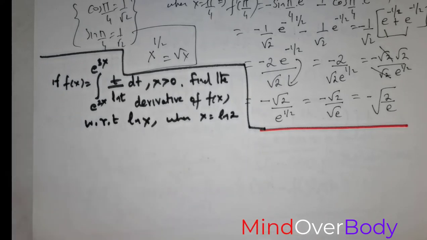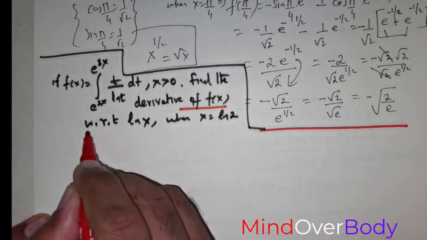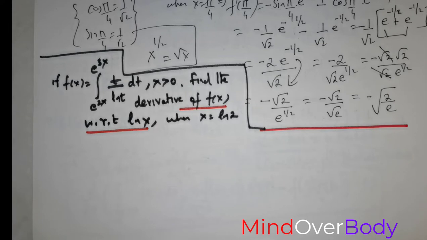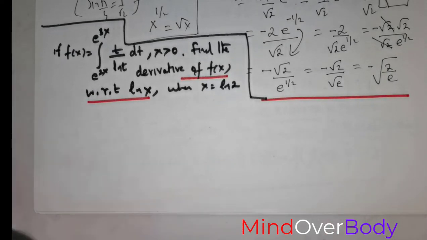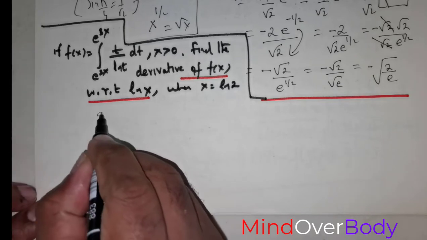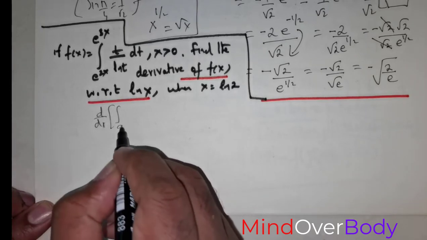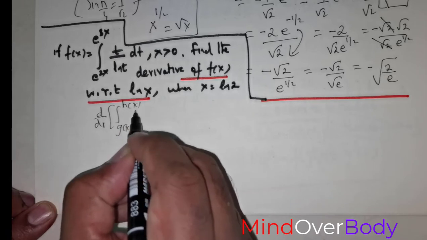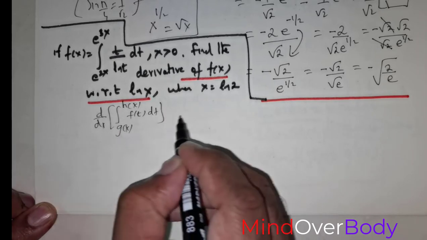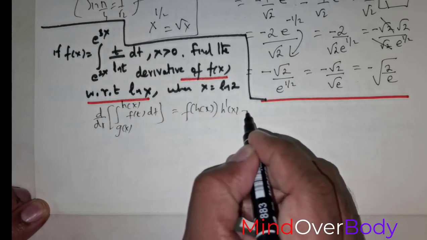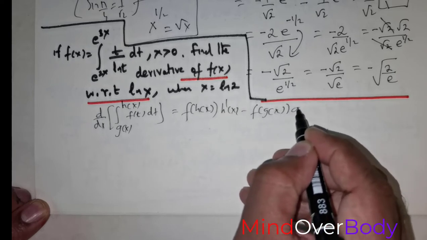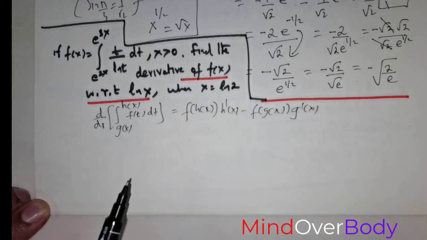So the most important noteworthy point here is we are expected to find f dash of x with respect to ln x. So that's critical. So what we will do is we will start off by applying the Leibniz rule. So let me state the Leibniz rule here. So d over dx of the integral from g of x to h of x of f of t dt is equal to f of h of x times h dash of x negative f of g of x times g dash of x. So this is the Leibniz rule.